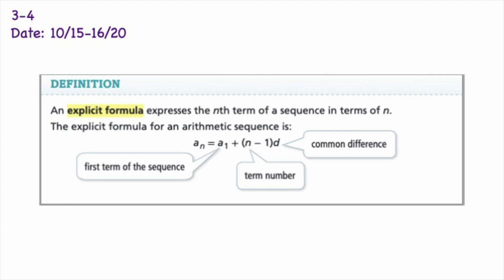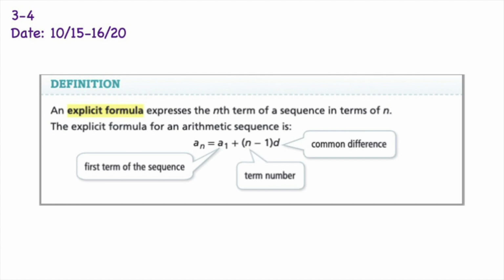So the a sub 1 represents the first number in the sequence, n represents the term or the question they're asking. So if they tell you to find the 10th term or the 10th number in the sequence, that's n. And d just stands for the common difference. So all you got to do is subtract and find the difference between each number in the sequence. And I'll show you an example of that.